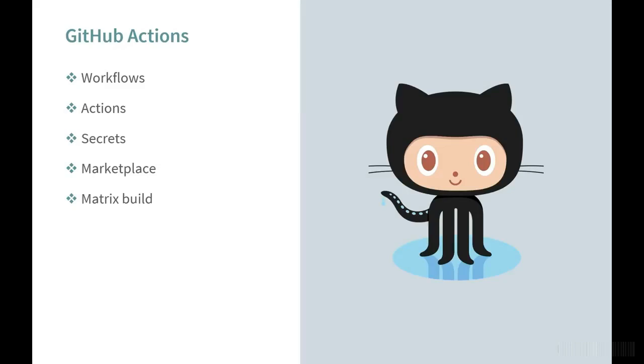I'll start with GitHub Actions. It has features like workflows for automating tasks like building, testing, and deploying code. It has actions, of course, which are the reusable units of code that perform specific tasks within the workflow. There's the secrets part. GitHub Actions has the ability to manage your secrets for storing sensitive information like API keys and passwords. There's a marketplace, which is a repository of pre-built actions created by the community and GitHub. And then there's something called matrix builds in GitHub Actions, which lets us run jobs in parallel with different configurations.